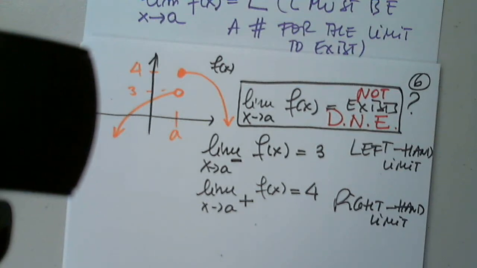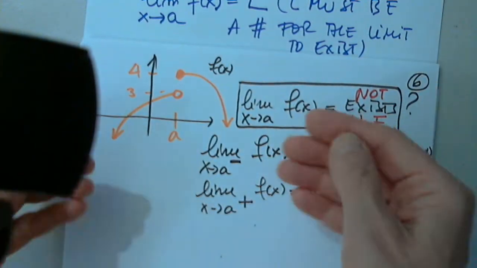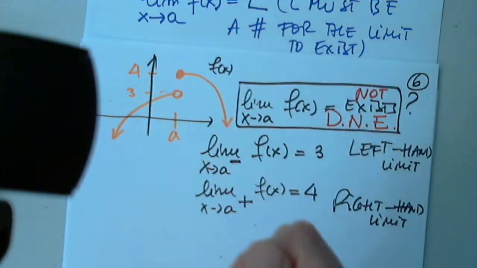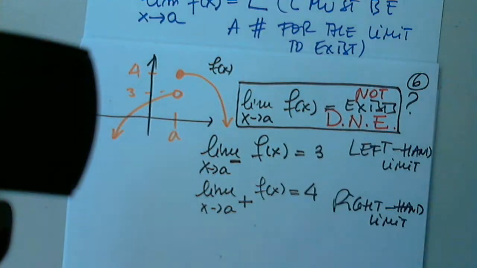If I don't have a number, the limit does not exist. This specific one from either side does not exist. The limit from the left exists, the limit from the right exists. As long as they are not equal, the limit from either side does not exist.